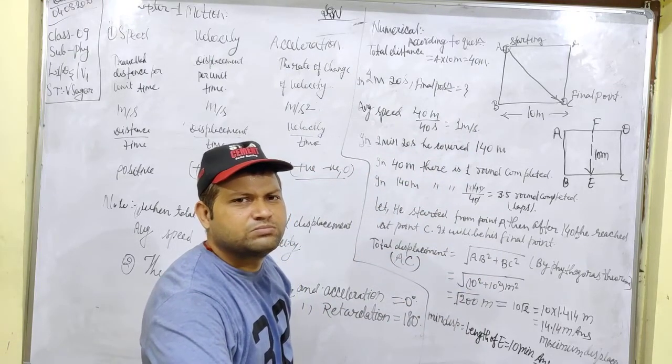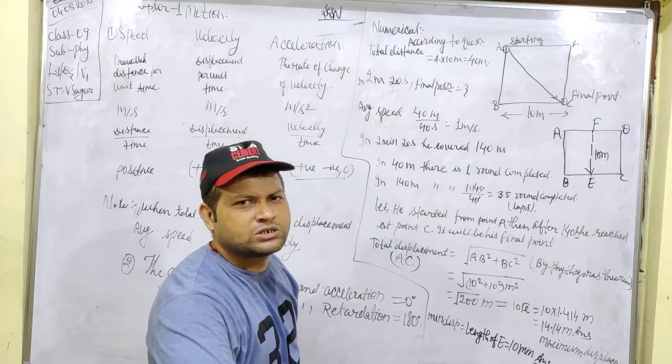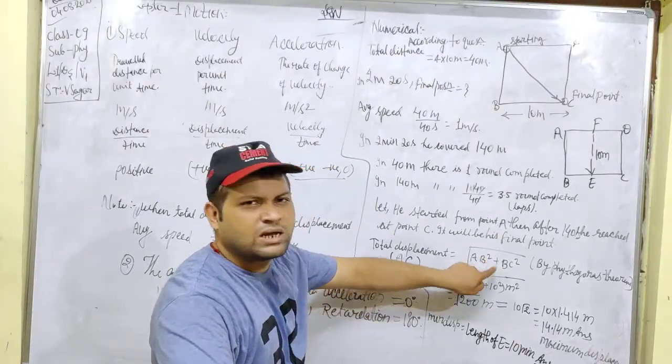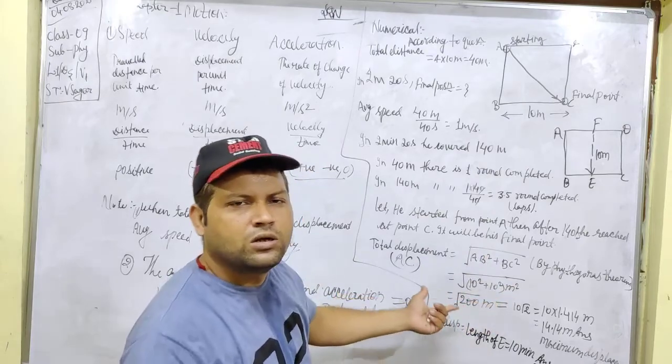Perpendicular square plus base square is equal to hypotenuse square. So AC is equal to the square root of AB square plus BC square. It is known by you.